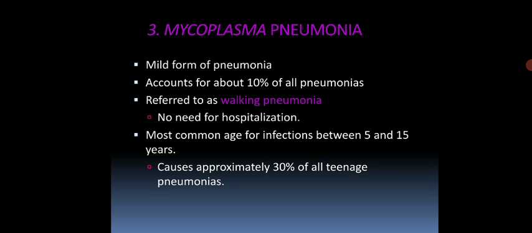Then Mycoplasma pneumonia is a mild form of pneumonia that accounts for about 10% of all pneumonias and is referred to as walking pneumonia. There is no need for hospitalization, and the most common age for infection is between 5 to 15 years, and it causes approximately 30% of all teenage pneumonias.